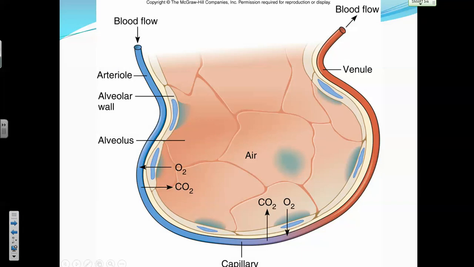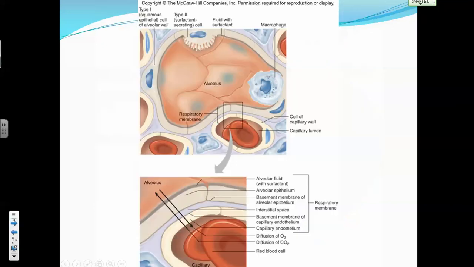So here it is, and you can see the simple squamous of the alveolar sac, and then you can see the little blood vessel around it. And you can see that oxygen moves from the alveolus into the blood, and CO2 moves from the blood into the alveolus. Okay. And you can see it again on this picture. You can see it a little up close.